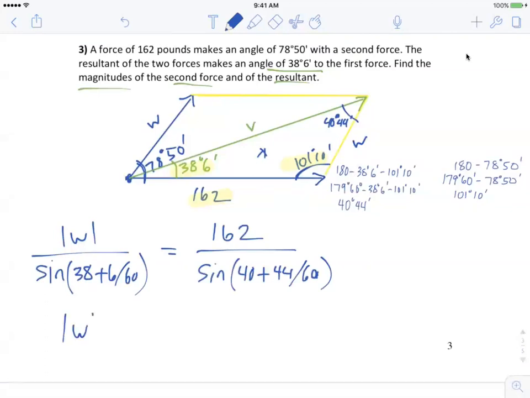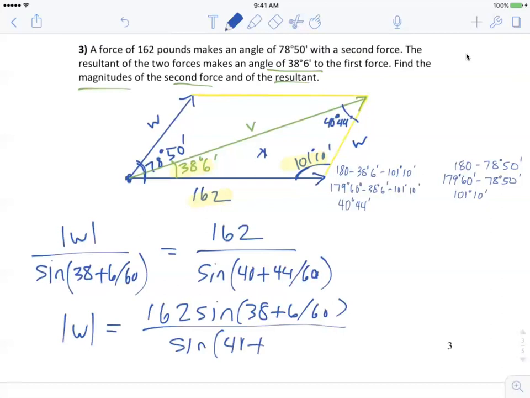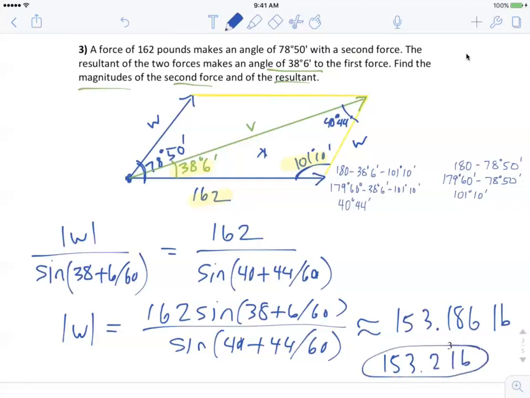All right. When we do the algebra, I'm going to get 162 sine of that stuff divided by the sine of the 44 stuff. That's what I'm going to put in my calculator to get W. When I do that, I'm getting about 153.186, and that would be in pounds. Or rounding to one decimal place, that's 153.2 pounds. All right. Cool, and we got the W.